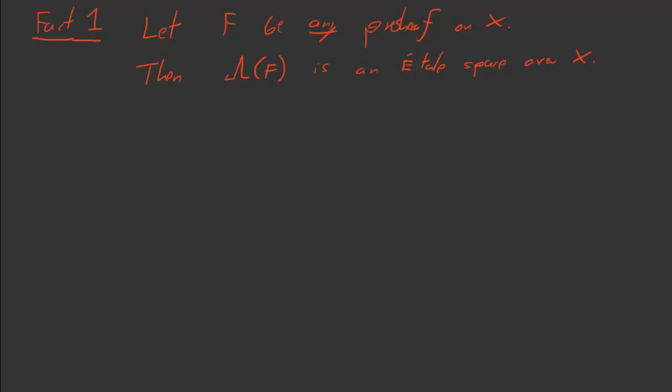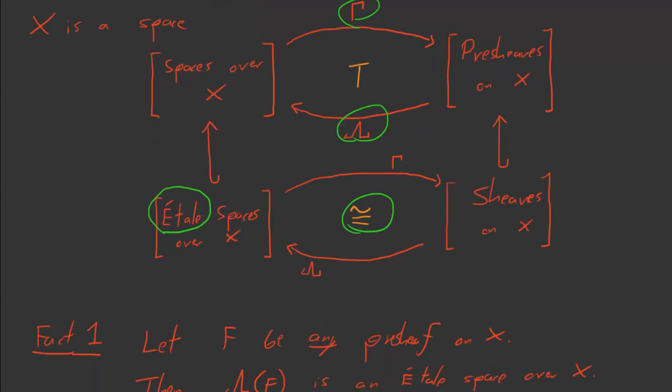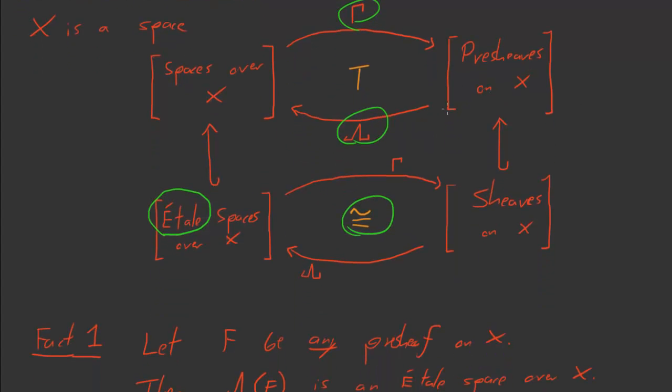So, in other words, if you start with any pre-sheaf over here and apply lambda, you don't just get some space, you actually end up in this subcategory. So anytime you start with a pre-sheaf and apply lambda, you will actually land in the category of Etale spaces. Maybe I'll indicate this to make the diagram even more crowded by drawing this line. So this is where lambda really lands.